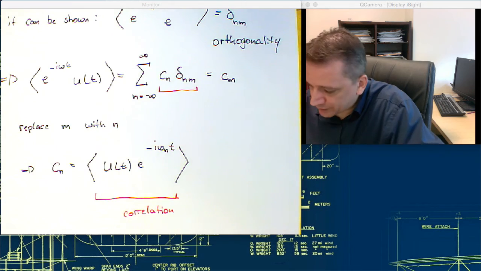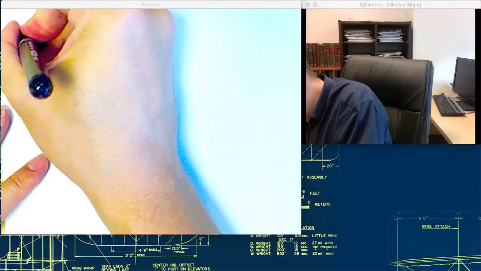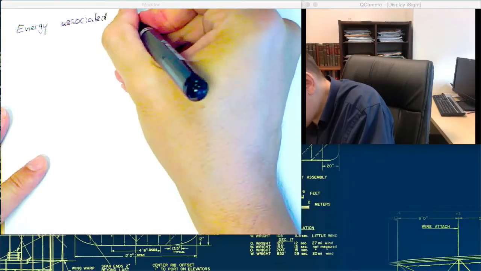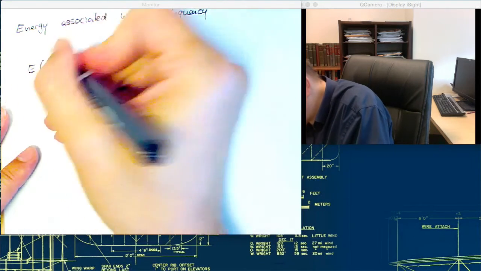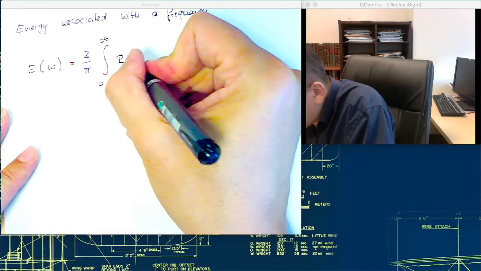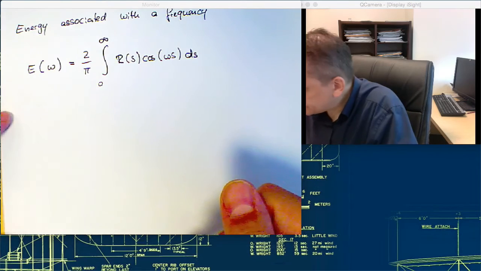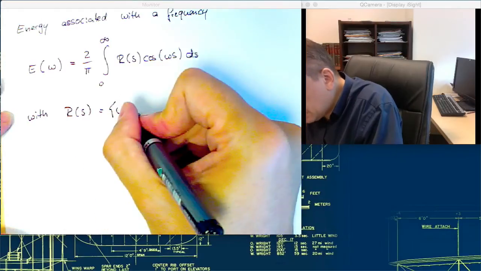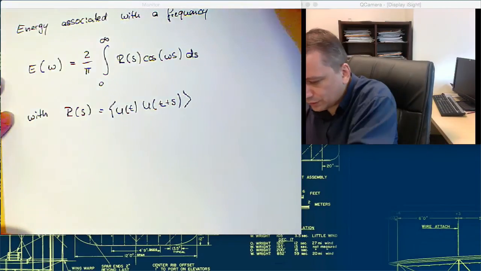You can also rewrite now the energy in the following way. I'm not going to go too much into detail here, but if I now say that the energy associated with the frequency, E of omega, is 2 over pi integral from 0 to infinity R of s cosine omega s ds, with R of s equal u of t times u of t plus s. This is the autocovariance.